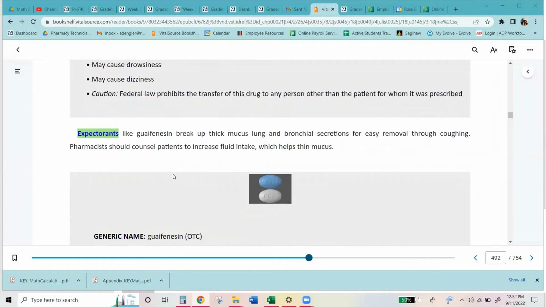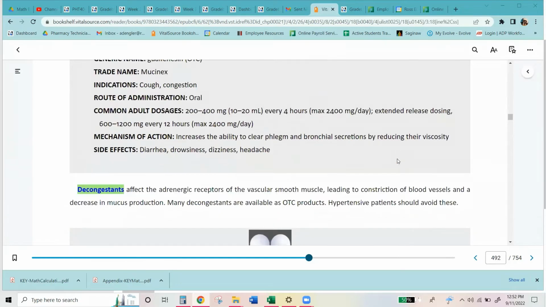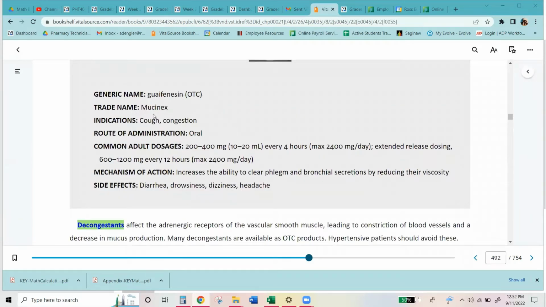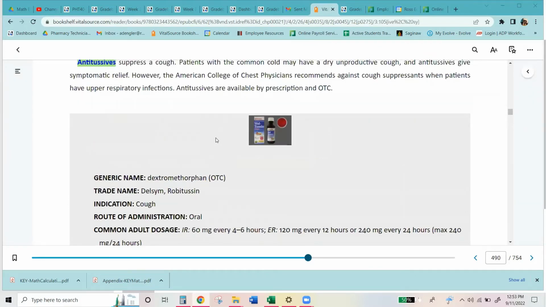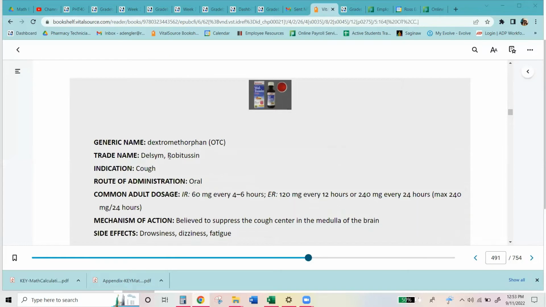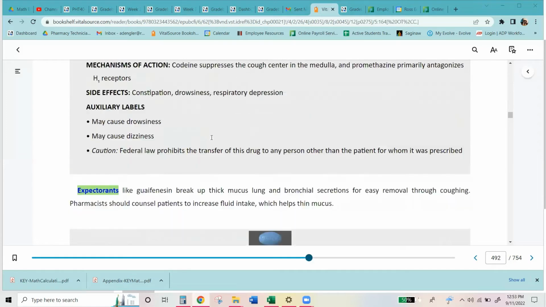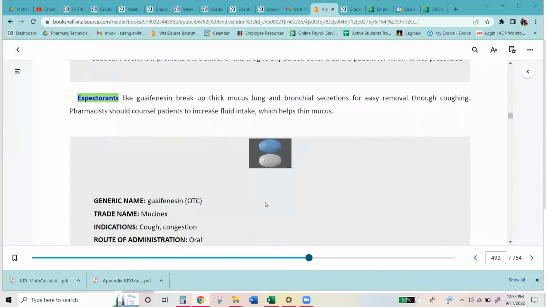Expectorants like guaifenesin break up thick mucus, lung and bronchial secretions for easy removal through coughing. Pharmacists should counsel patients to increase fluid intake, which helps thin mucus. And Mucinex is also a guaifenesin, and Robitussin is guaifenesin as well. So Robitussin is guaifenesin with dextromethorphan. Then over the counter we have Mucinex, which is guaifenesin.